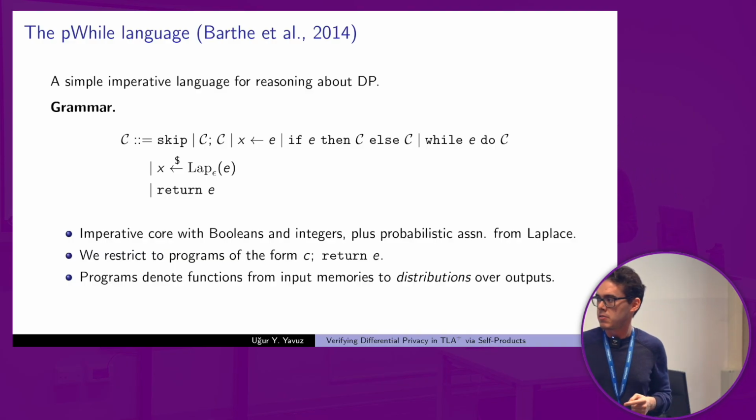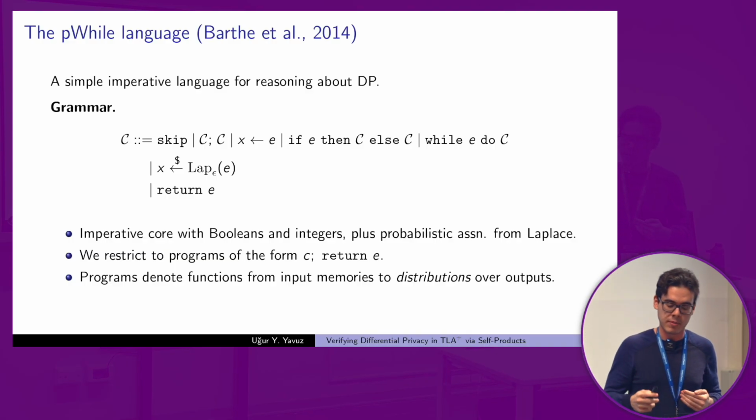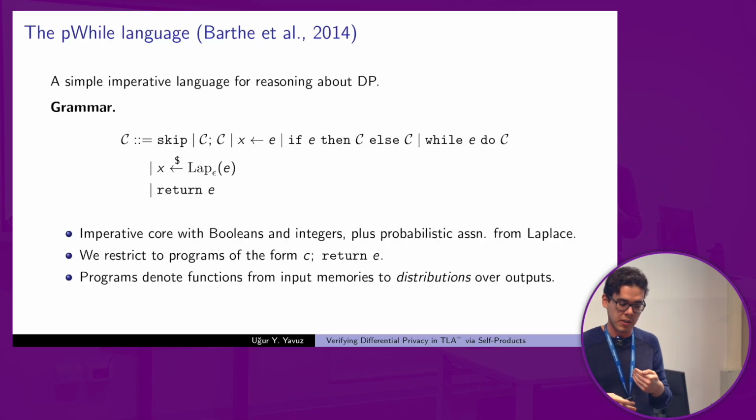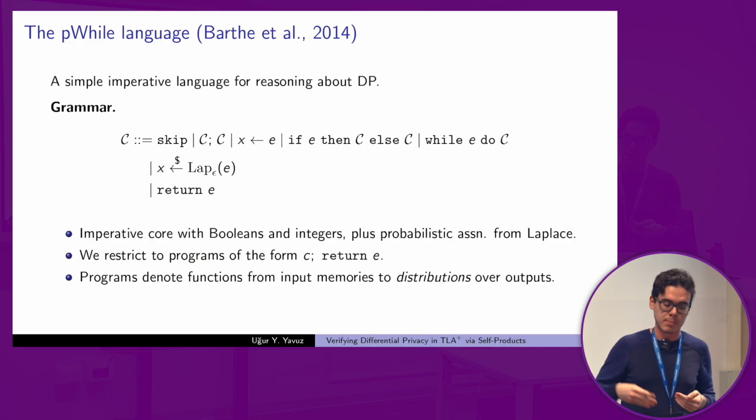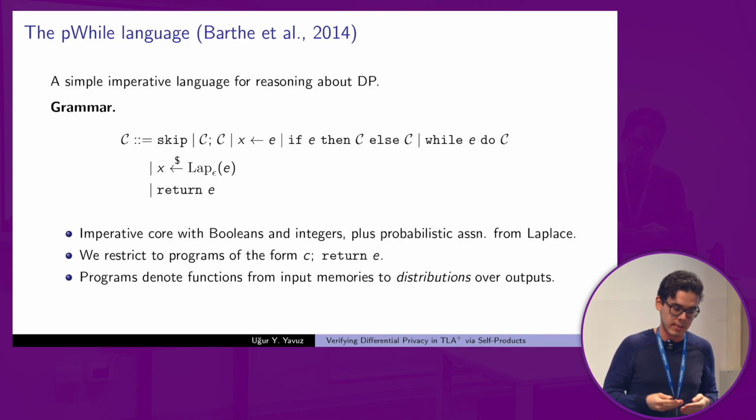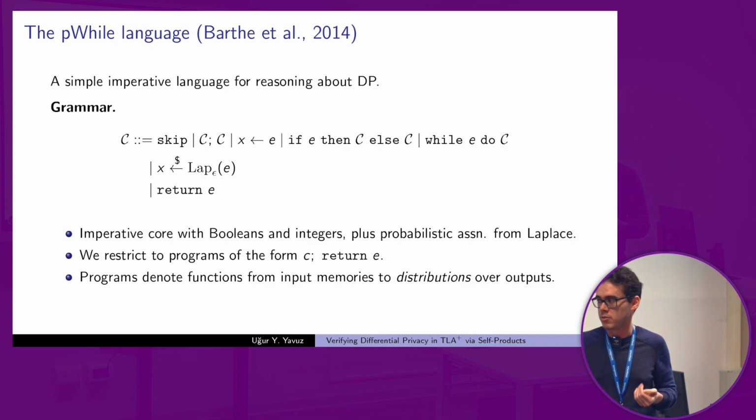We specifically restrict our attention to programs of the form some code, C, followed by a return statement. Therefore, for us, a program denotes a function, specifically a function from input memories to distributions over output values. And that's a key feature of our semantics, because we want to make the semantics probabilistic by design, so that it is possible to state properties like differential privacy directly.